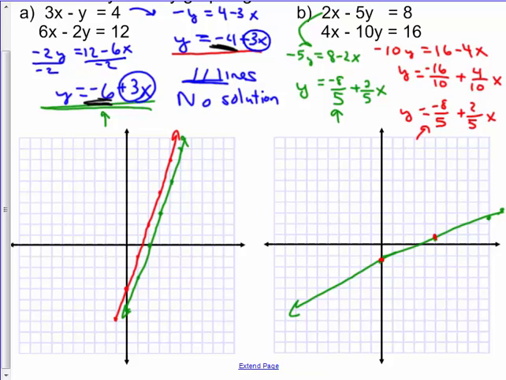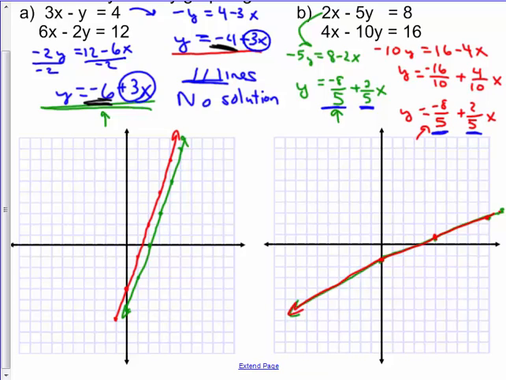Now, what I should notice is that I get the same line. If I look at the equations, they are the same. Same slope, same y-intercept. Since they are the same, what are the solutions? Well, there are infinitely many solutions, because there are infinitely many points on a line here.